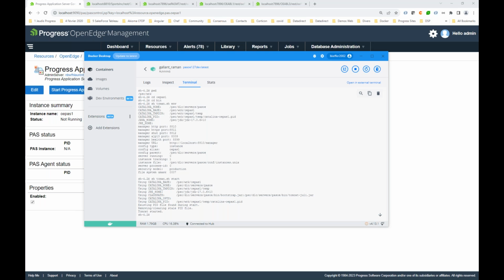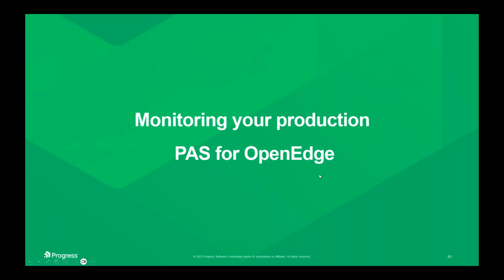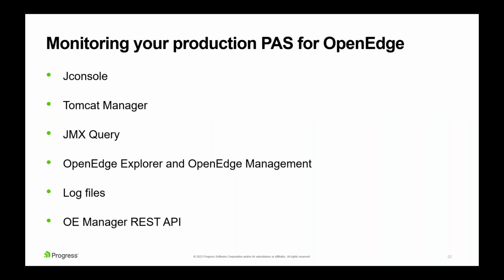But I will start going a little bit faster because we are going out of time. You have monitoring aspects on your productions. Also, you can use gconsole, Tomcat Manager, JMX queries, OpenEdge Explorer, log files. We also introduce OpenEdge Manager REST APIs.